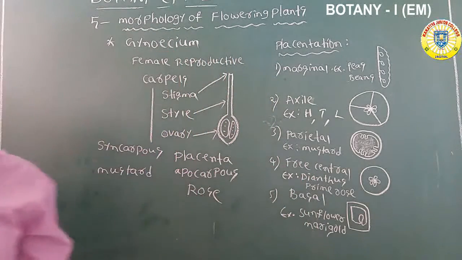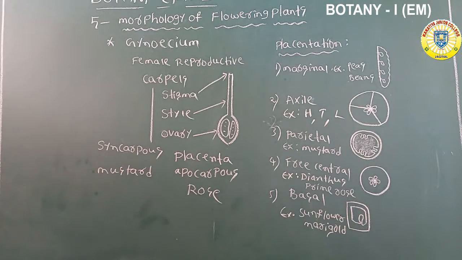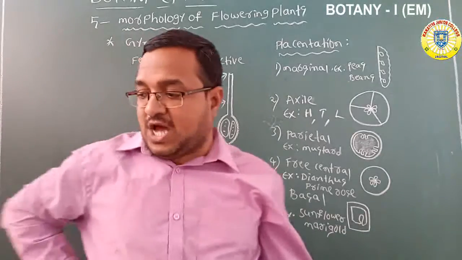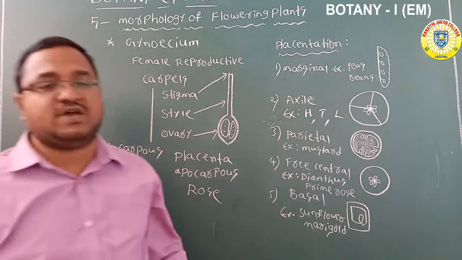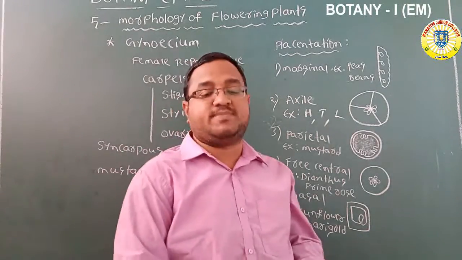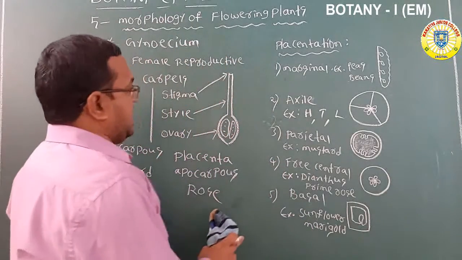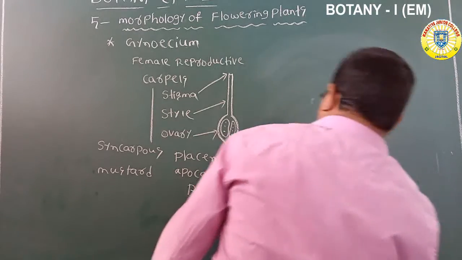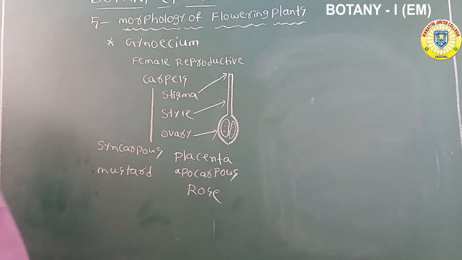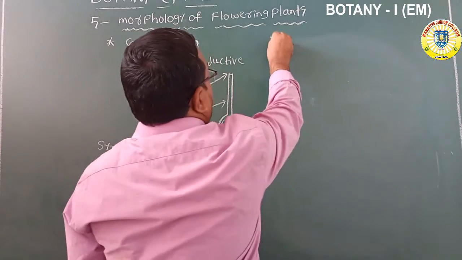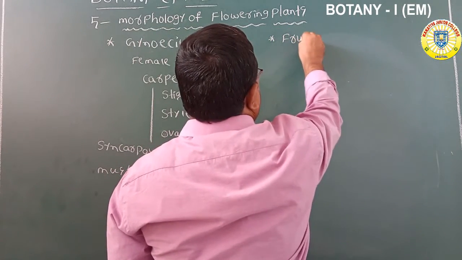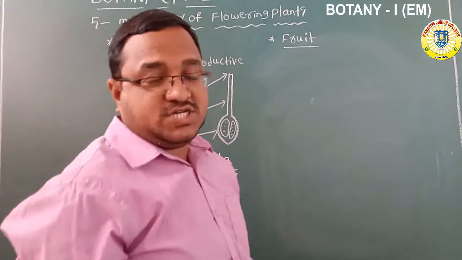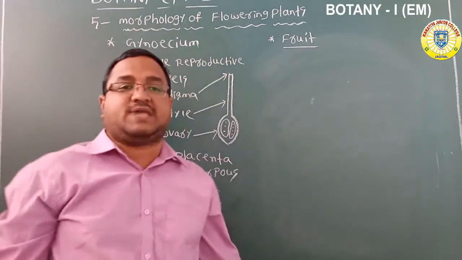So these are the types of placentation. The next topic: up to now we completed the flower. The last topic of this chapter is fruit. Just an introduction. Tomorrow in class we will discuss the types of fruits.